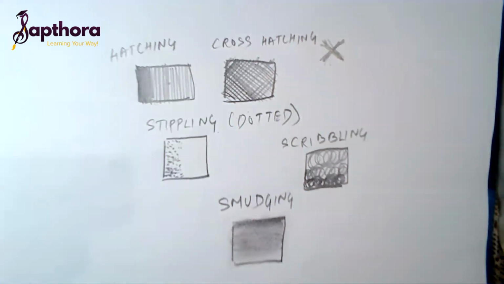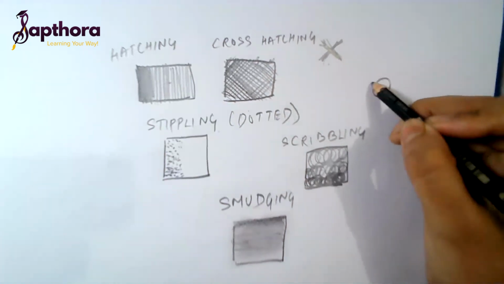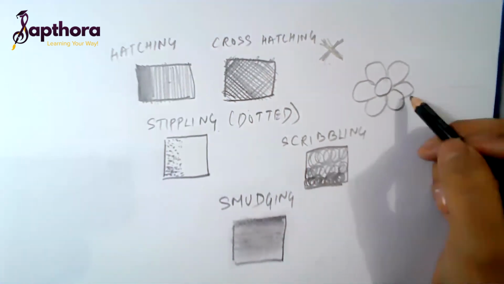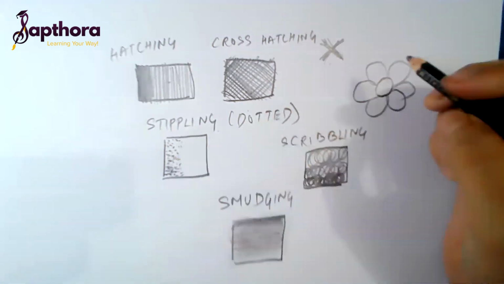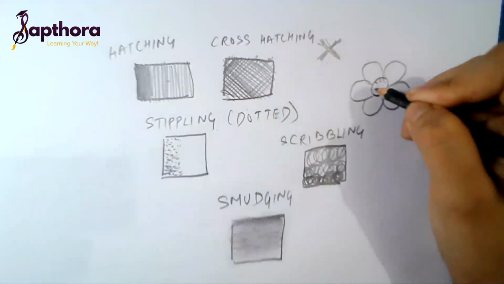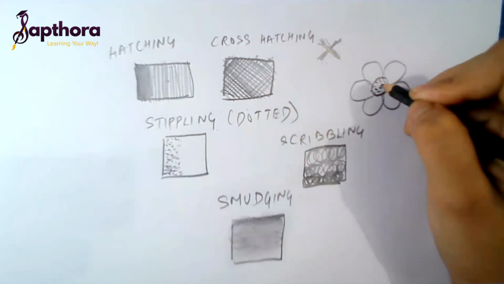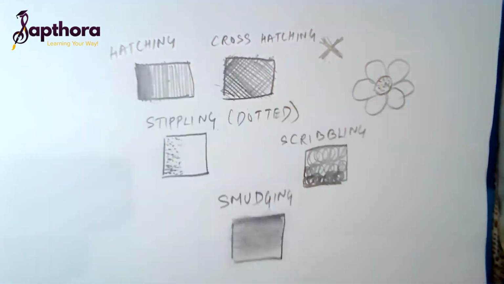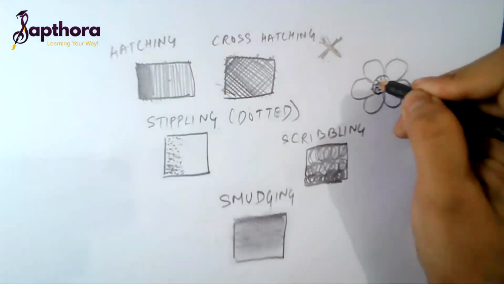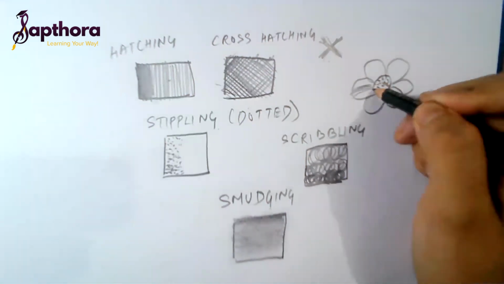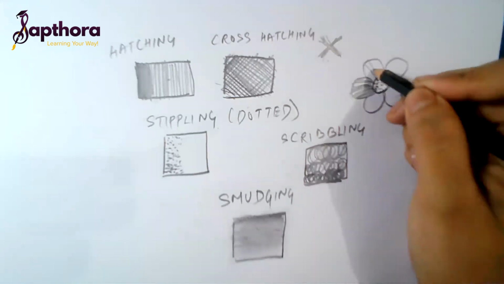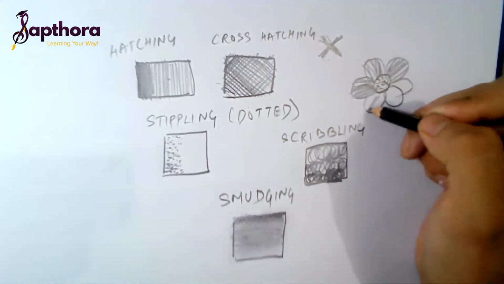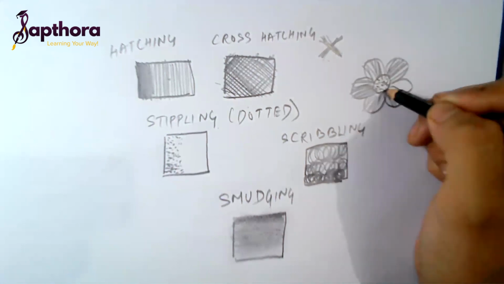For example, let's take a flower. For the simple flower, you can shade it using different techniques. For example, I can use stippling for the circle. Then you can go for scribbling, smudging, hatching, cross hatching, or anything which you want to try on your own. Like I'll be using hatching here to shade the flower. This way you can come up with multiple styles and techniques of shading to make your artwork interesting.